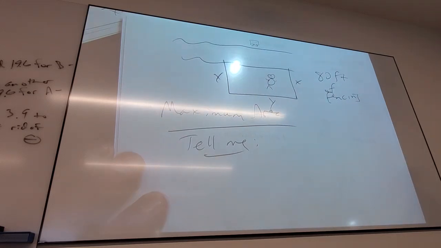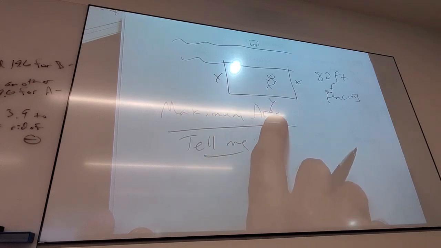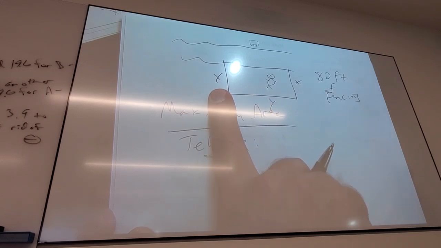Do I have any idea at the moment how these are related? If I call this x squared, I'm saying that somehow I know this has got to be the square of that side, and that's more than we really know. We have no idea.